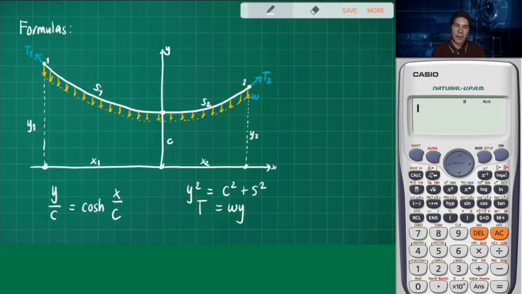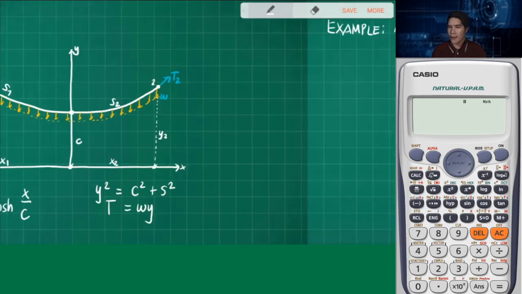So ito naman yung formulas involved dito sa catenary cable. So makikita natin na naka-hyperbolic cosine yung curve natin, no? So we have y over c equals hyperbolic cosine of x over c. Y stands for elevation, x stands for the horizontal distance, and c is the lowest elevation. And we have also y squared equals c squared plus s squared, and the tension suggests the uniformly distributed load multiplied by the elevation y. Okay, so ito lang yung formulas na gagamitin natin pag magsasolve tayo ng problem related to catenary cable.